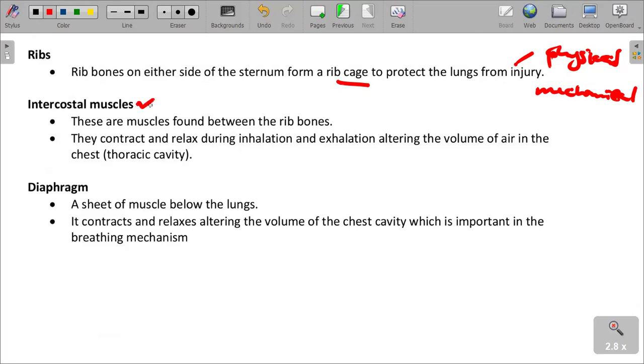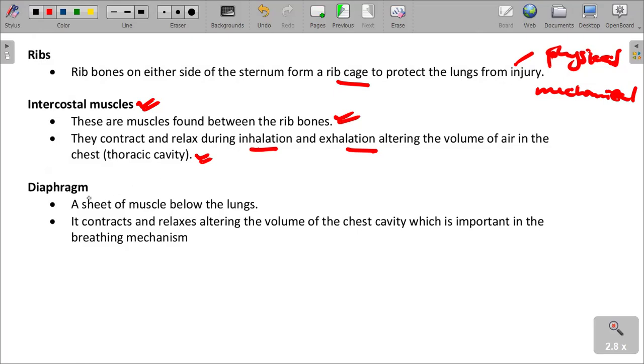And then we have the intercostal muscles. These are muscles found between the rib bones. They contract and relax during inhalation and exhalation, altering the volume of air in the chest cavity. They control the capacity and volume of air within the chest cavity during the breathing processes, inhalation and exhalation. I'm sure we know that the volume of air changes with regards to that.